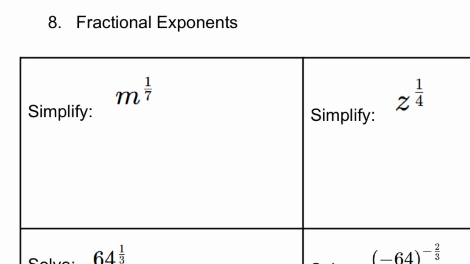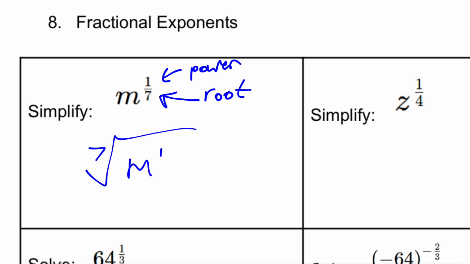Our last exponent rule is about fractional exponents, or rational exponents they're sometimes called. And the trick here is that the number on top is the power, and the number on the bottom is the root. What do I mean by that? Well, m raised to the 1/7 is the same thing as the 7th root of m to the first power. That's it.